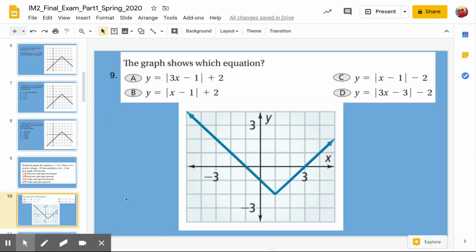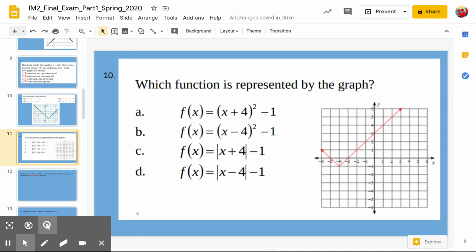Question 9, the graph shows which equation? So I'll let you read those and answer. Question 10, which function is represented by the graph? I'll let you read those and answer.